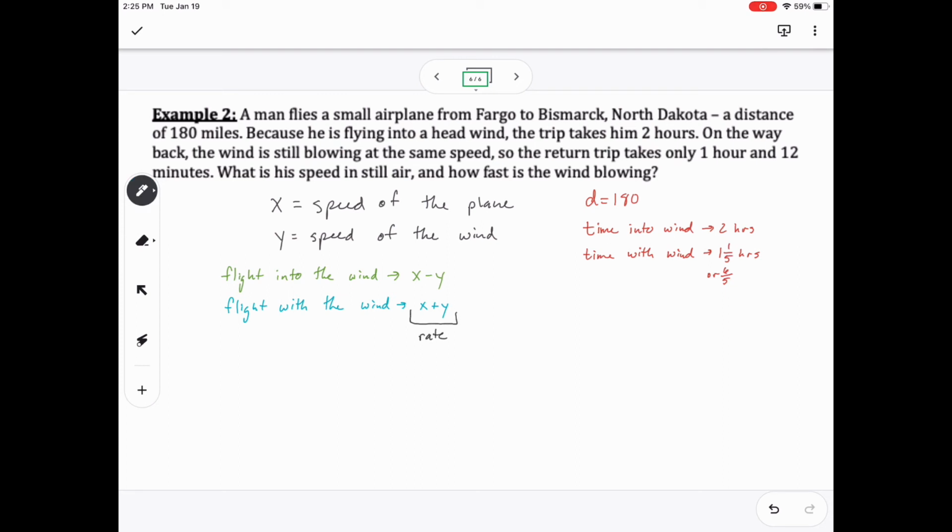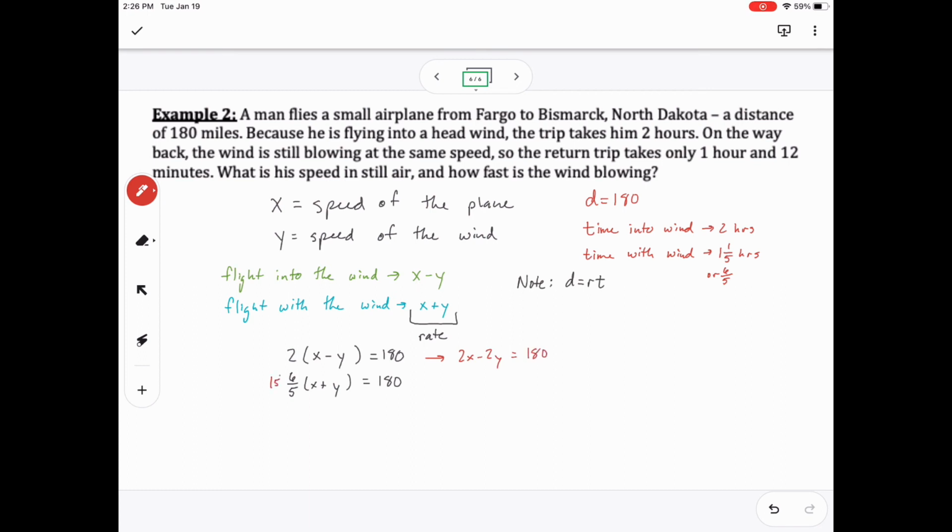So we actually know distance and time and rate, so we're going to use the formula of distance equals rate times time to set up our equations. So for the first one, going into the wind, it takes 2 hours times the rate into the wind, which is x minus y, which equals 180. The second one, I would use 6/5 as my time, times the rate, which is x plus y in this case, equals 180. And then I have to manipulate them a little more so that I can get them set up to solve a little nicer.